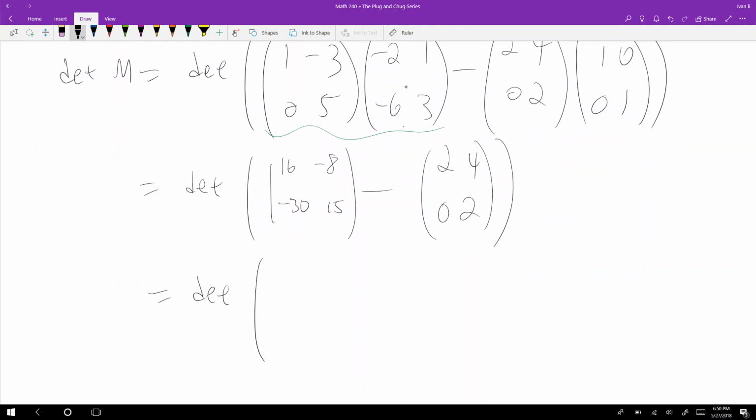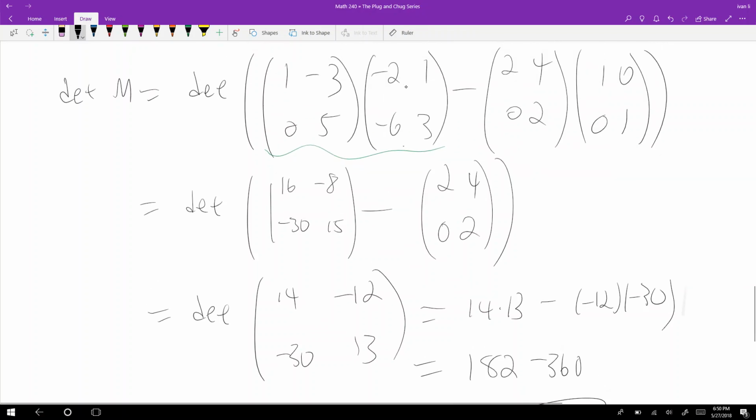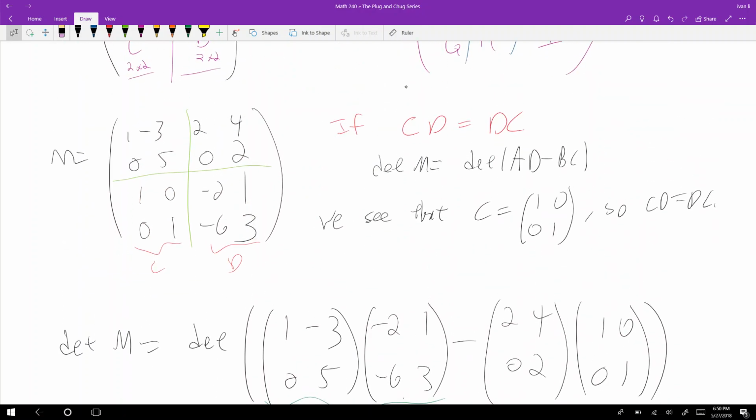This is equal to the determinant of 16 minus 2 is 14, negative 8 minus 4 is negative 12, negative 30 minus 0 is negative 30, 15 minus 2 is 13. So this is the determinant of this matrix. Well, that's just 14 times 13 minus negative 12 times negative 30, which is 182 minus 360. So the determinant of M, this guy, is negative 178.